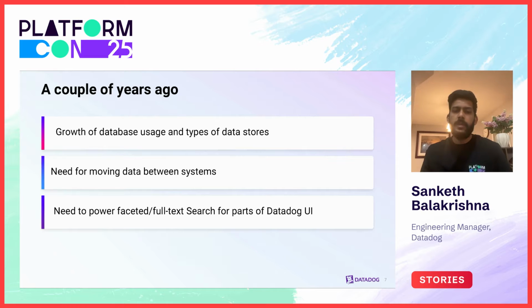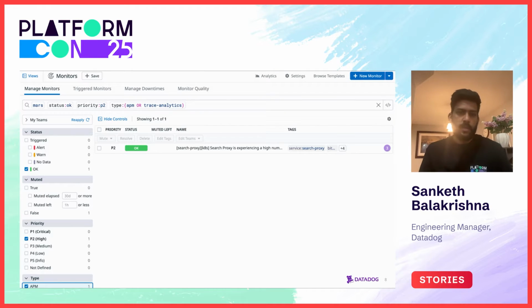There was also an immediate need to power some of the faceted and full text search for parts of the Datadog UI. What do I mean by this? On the Datadog app, you can see a common theme across different products. For any product that you see on the Datadog app, there's usually a search bar at the top where you can make full text search queries or faceted search queries. And you can see the facets on the left hand side as well.